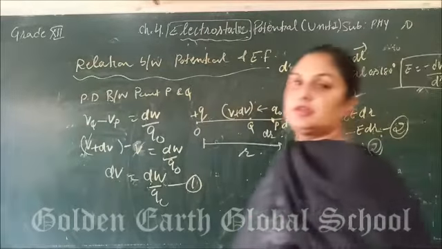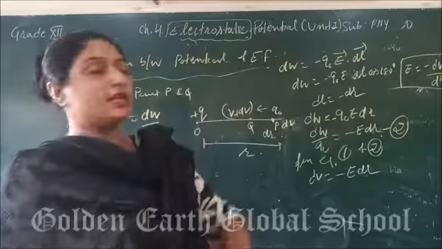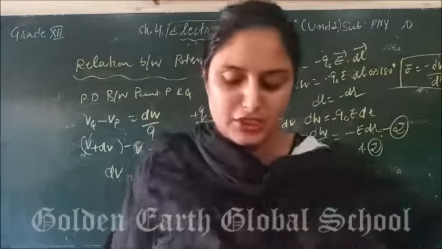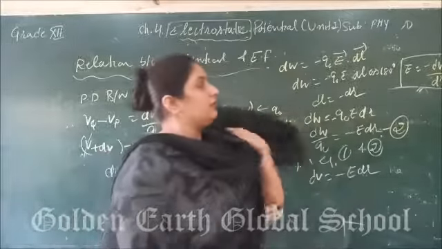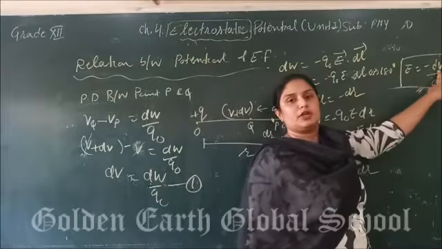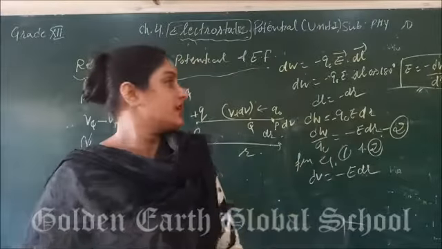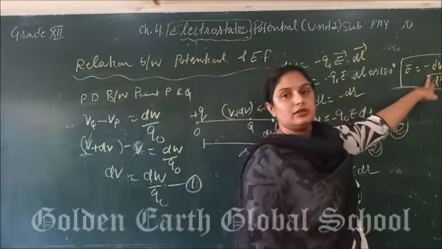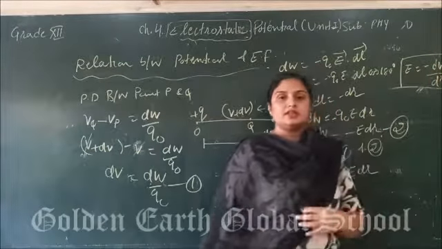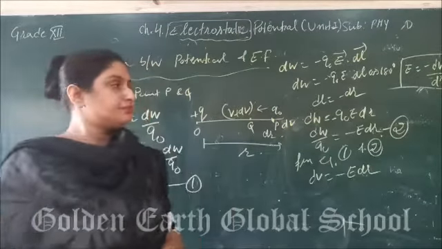So electric field is equal to the negative of the potential gradient. What is the meaning of the potential gradient? It means potential is going to vary with the distance. The negative sign shows that the direction of the electric field is always in the direction of the decrease of the potential. Minus dV you can consider here as a decrement in the potential. Potential basically is a scalar quantity. The negative sign shows here the electric field is directed in the direction of decrease of potential.